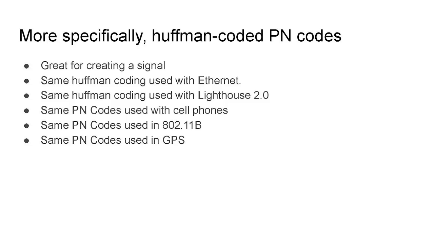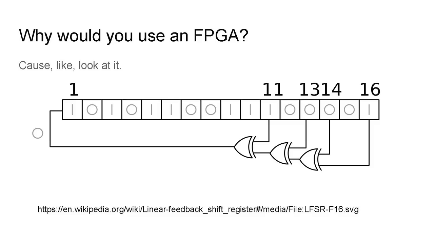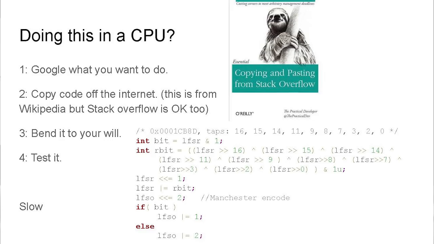And why would you use an FPGA? Like, it's logic gates. The answer is, duh, of course you'd want to use an FPGA because it is just logic gates. Except that you don't need one. Instead, we're going to just try to do all of this on an ESP32 and see what kind of performance we have.